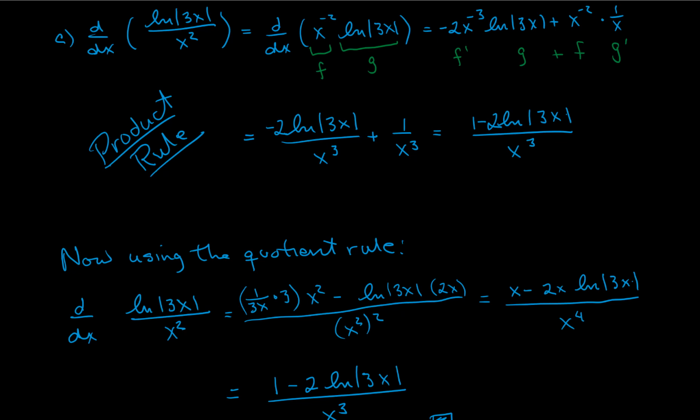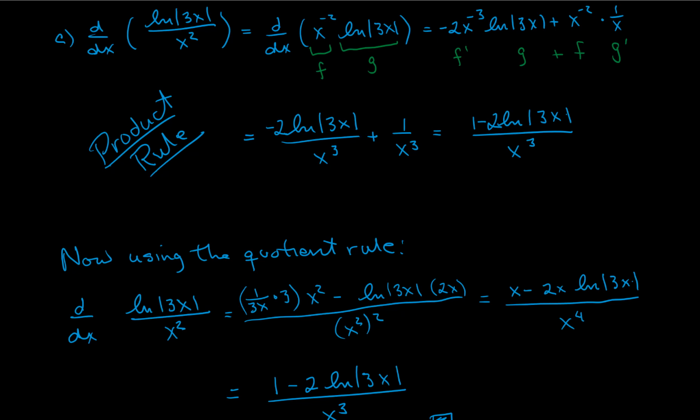In order to use the product rule, I need to rewrite what is circled in orange as the product of two factors. Well, 1 over x squared is really x to the negative 2, and it's going to be times this natural log of absolute value of 3x. Okay, so I've taken a quotient, rewritten it as a product. Now I can use the product rule, with x to the negative 2 as f, and natural log of the absolute value of 3x as g.